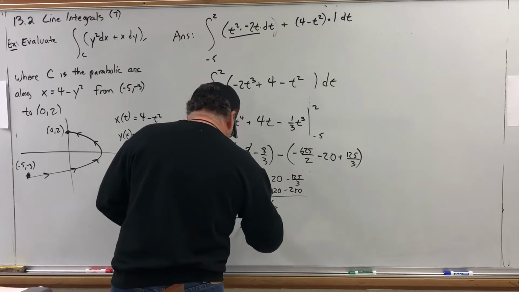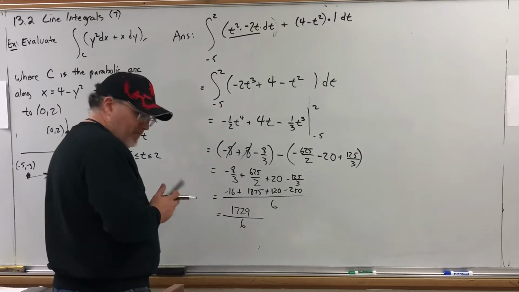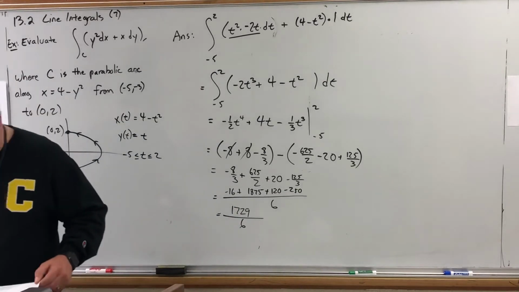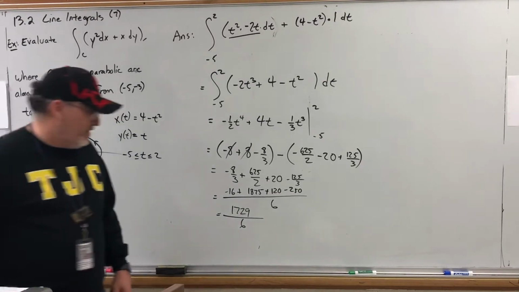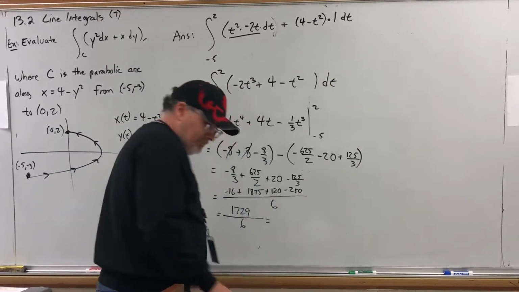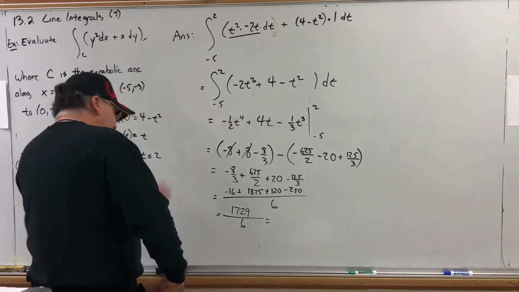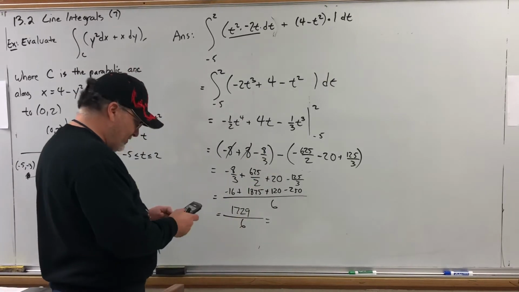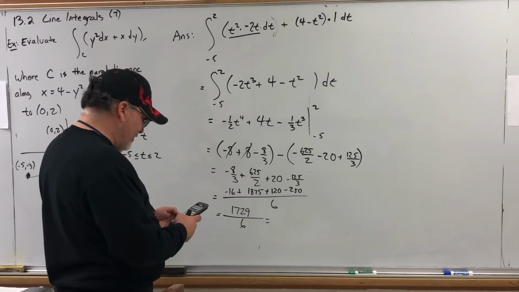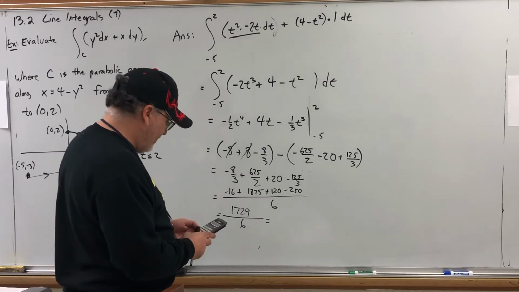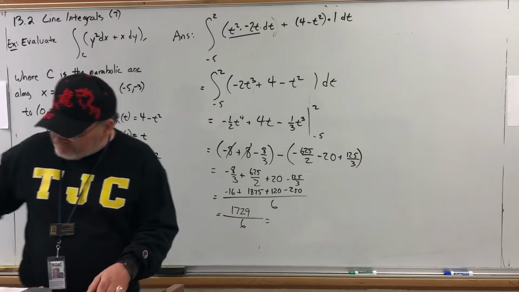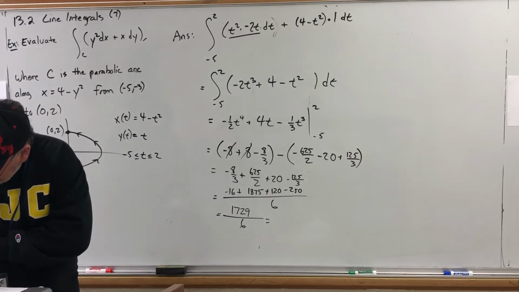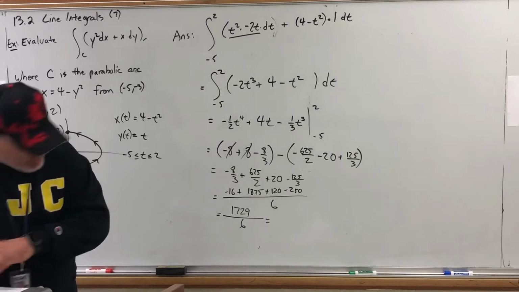1,729 over 6, which is not reducible, not divisible by 2, not divisible by 3. Is that the same answer they got? That didn't sound right. Well, they turned it into a mixed number. Oh, yeah, improper fractions you don't like. Divide that by 6 and we get 288 and 1/6, which is not what they got. They got something different. I can hear some of y'all screaming, no, you messed up somewhere.